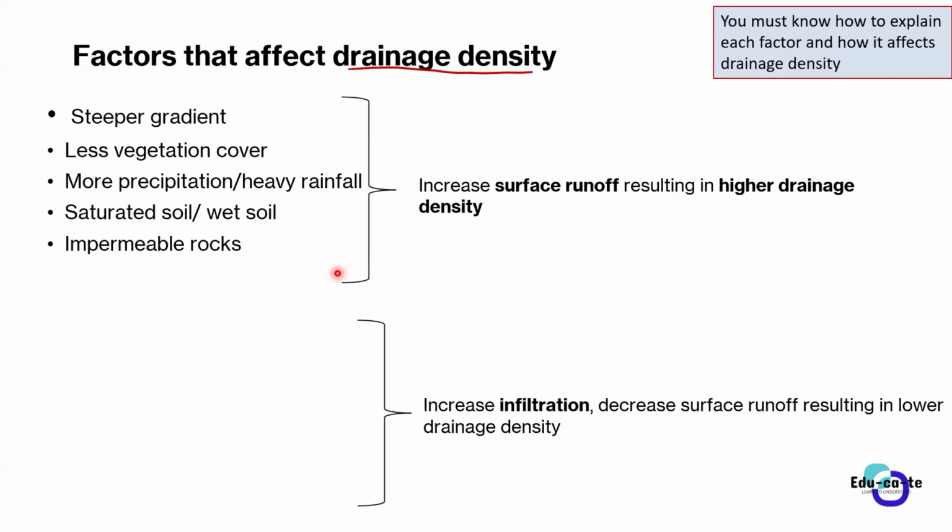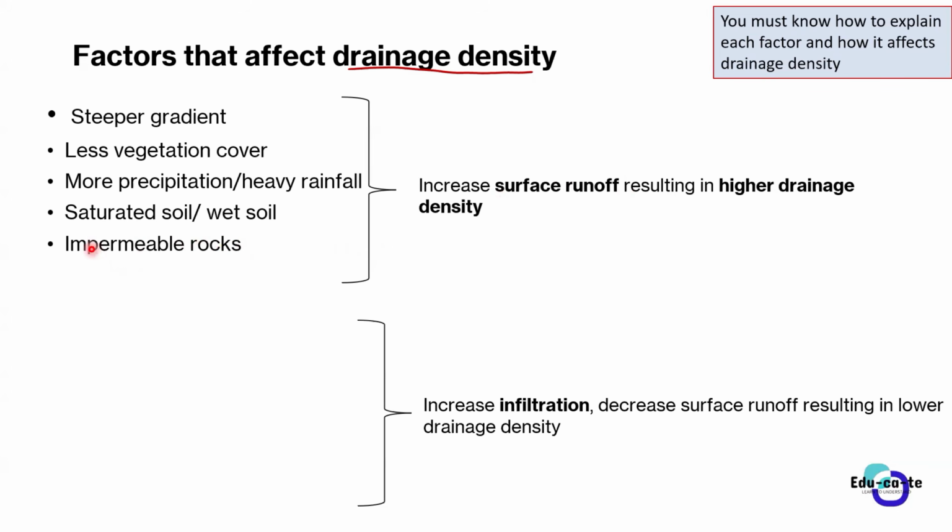Okay. Another one, guys, impermeable rocks. Remember, we talked about the permeability of the rocks. If the rocks are impermeable, it means that less water will be able to infiltrate, meaning that there will be more surface runoff, resulting in a higher drainage density. Yes, you can add the point that less water will infiltrate. Try to add that one as well. Just add it in your notebook because I didn't write it down here.